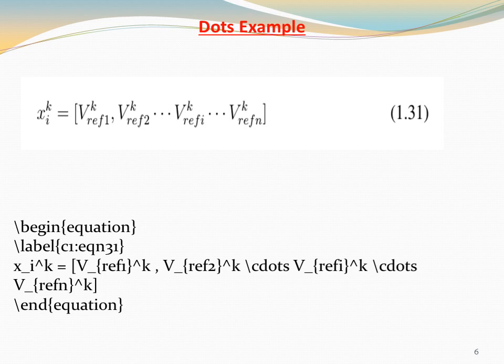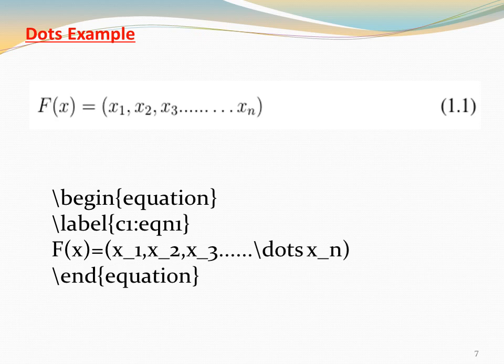Now start the equation with \begin{equation}, then label the equation with chapter 1 and equation number 31. Now we are starting with the equation: xi to the power k is equal to v ref 1, v ref 2, then \cdots, v ref i, then \cdots and v ref n. So execute the commands, then get the output equation like this.